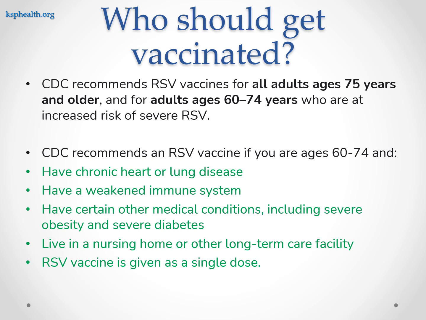Who should get vaccinated? As we mentioned before, all adults aged 75 years and up, and adults between 60 to 74 years old with increased risk. So, what are the increased risk factors? Having a chronic heart or lung disease, a weakened immune system, certain other medical conditions including severe obesity and severe diabetes, or living in a nursing home or other long-term care facility. And the RSV vaccine is a single dose vaccination. It is not an annual vaccination as of now.